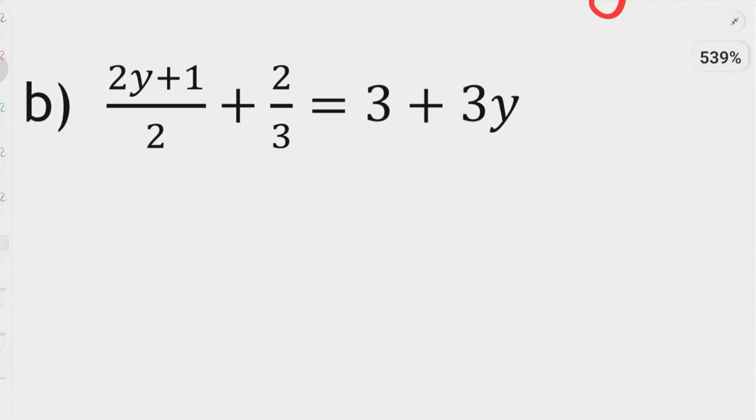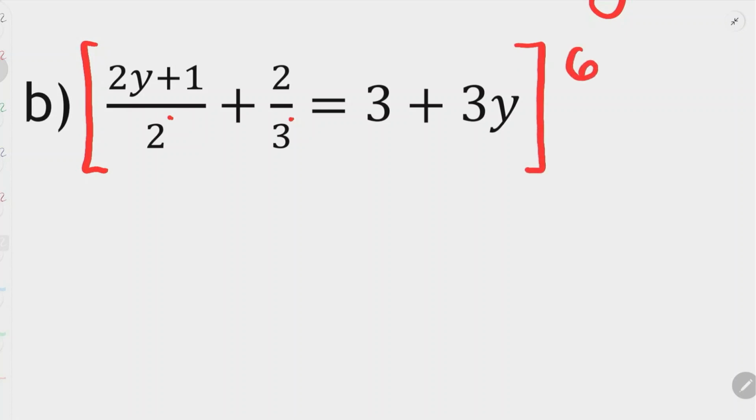This only has numbers in the denominator. There's not a variable down in the denominator. So to clear all these fractions, all I need to do is multiply by a factor of 2 and a factor of 3. And it turns out a factor of 2 and a factor of 3 is the number 6.